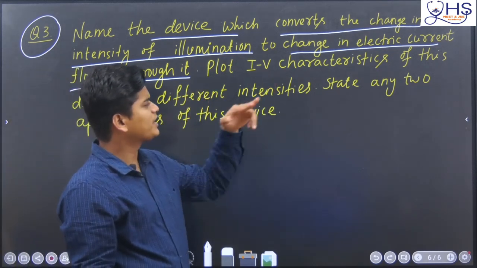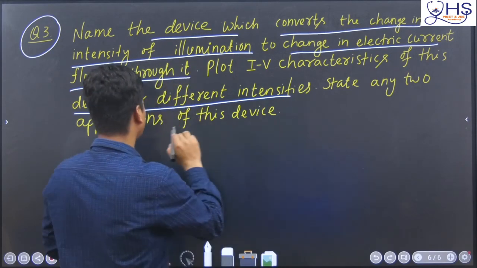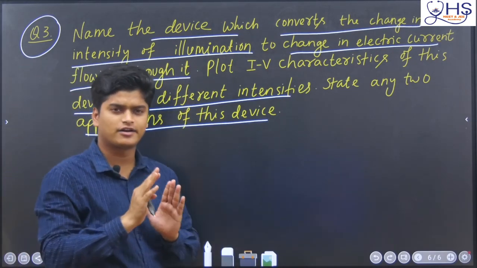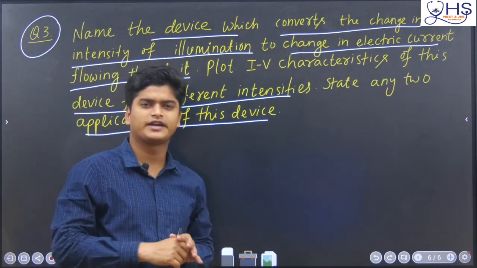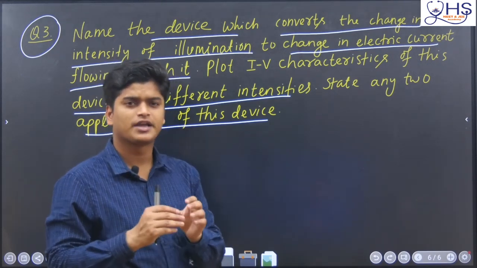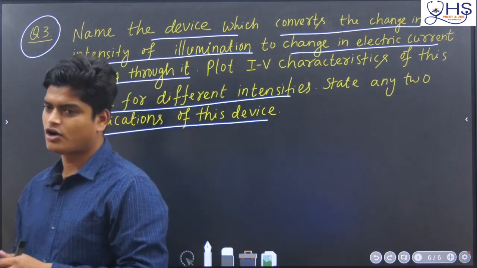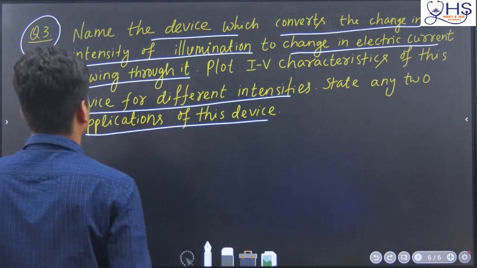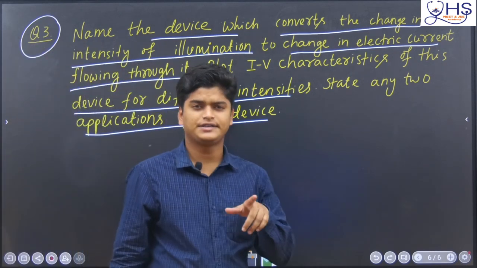Plot IV characteristics of this device for different intensities, state any two applications of this device. Definitely it will be a diode type, and this type of diode is using photons. So that is what you can tell basically, photodiode. Photon gets absorbed and it gives some electric current inside your device. So this device is converting light to electric current.